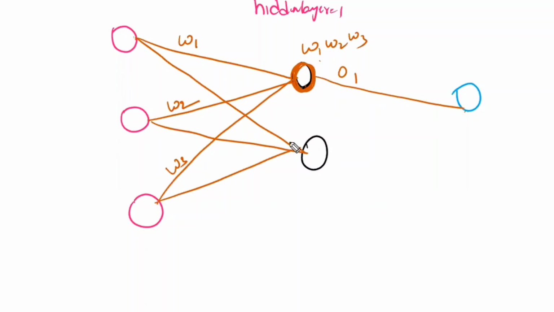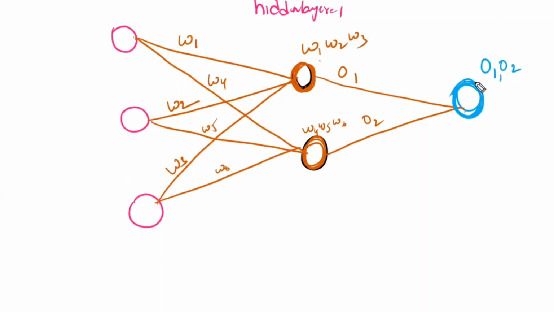Now the second neuron was connected to W4, W5, and W6. So it will collect the information from these 3. After that, it will process inside and it will share O2 for this one. Now this neuron is connected to which ones? This one and this one, only O1 and O2. So it will collect the information only from O1 and O2 and it will process.